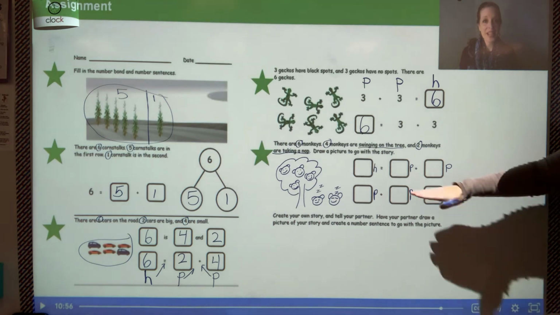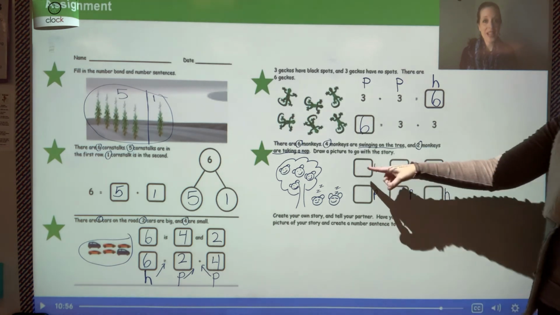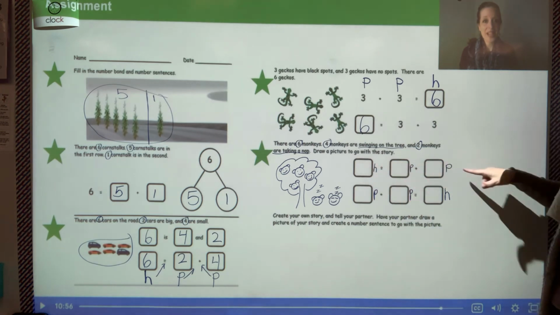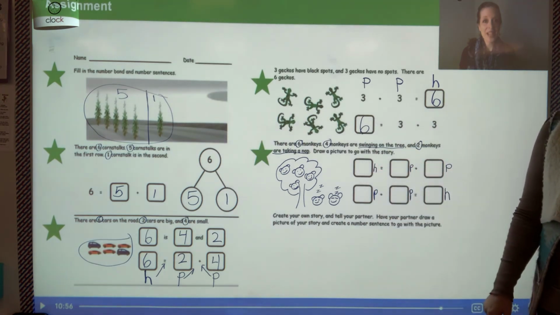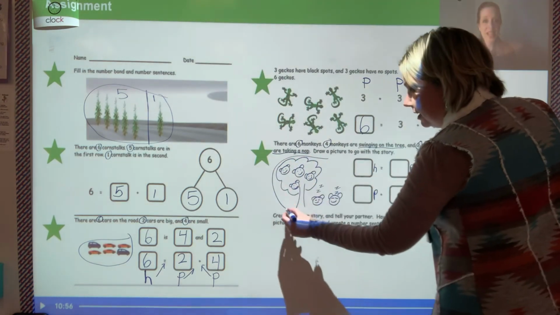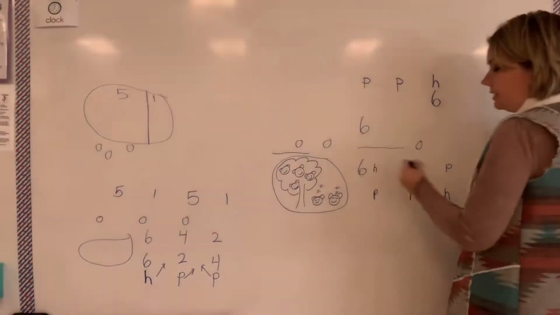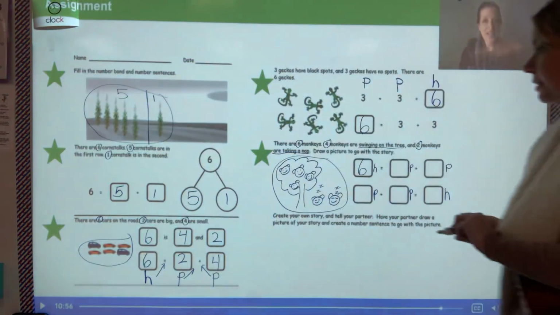Now, I've got to fill out my number sentence. Uh-oh. What do I do? Who can help me? What am I going to put here on the top row? Estelle? What am I going to put here? What's my whole? 6. I have 6 monkeys all together. That's my whole. 6. Oh, the thing keeps on going to sleep.